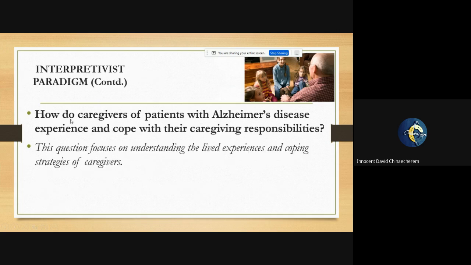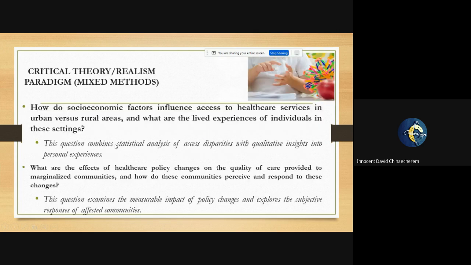Further questions: one thing that is synonymous with qualitative studies is experiences, which is mostly the epistemology. How do you study the knowledge? It is usually experiences. So, how do caregivers of patients with Alzheimer's disease experience and cope with their caregiving responsibility? So this is pure interpretivism.